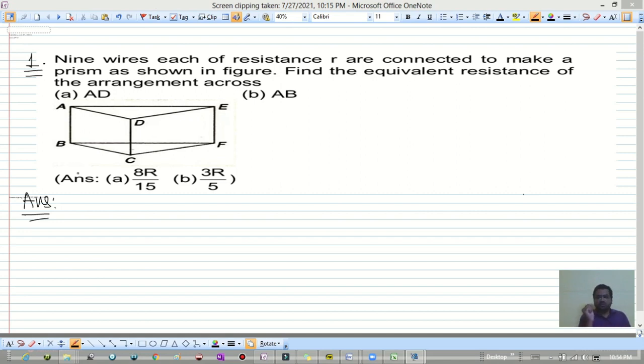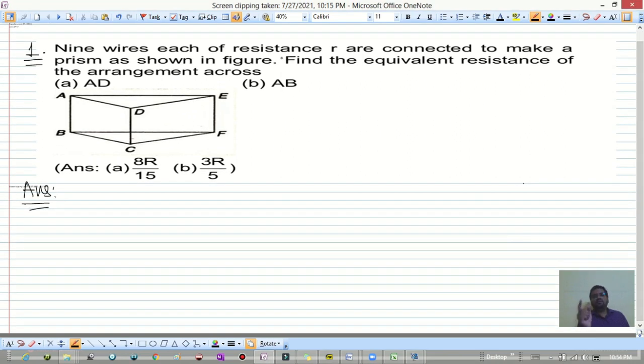Chalo. So see here we have 9 wires, each of resistance R, connected to make a prism. So this is the prism given. As shown in the figure, find the equivalent resistance of the arrangement across AD and across AB. That is what we want. We have the answers also. Okay, so now this is the 3D structure. We can convert this into a 2D structure.